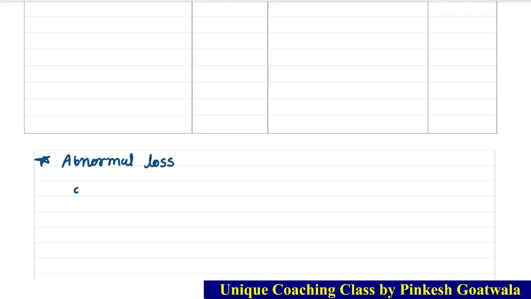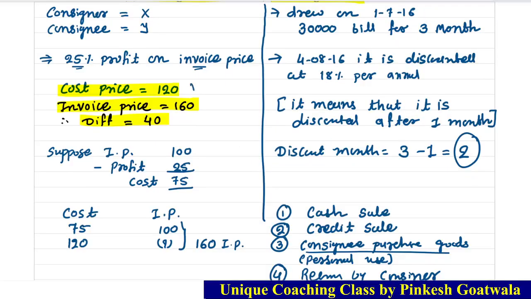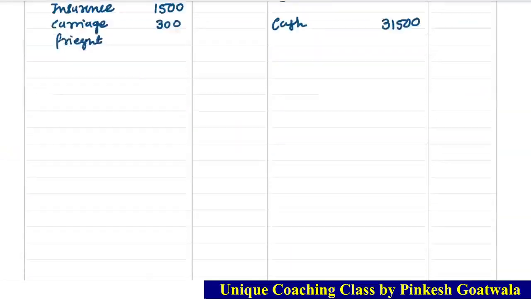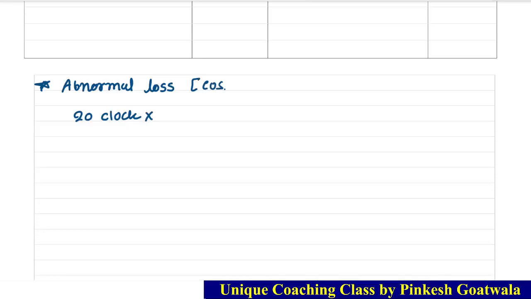So how many clocks? There are total 20 clocks into what is the price of the clock? Here we know that the price of the clock is cost 120, invoice 160. So we know which price we should consider. Always consider cost for the abnormal loss. In abnormal loss, which price do we always look at? We always look at cost price. Remember this, I told in a previous video. Also in bracket write this cost. So it will be 2,400.